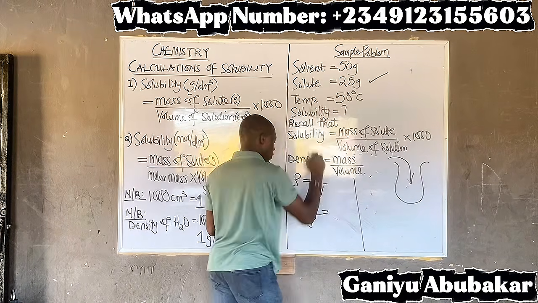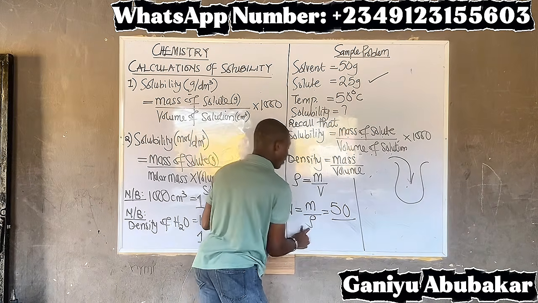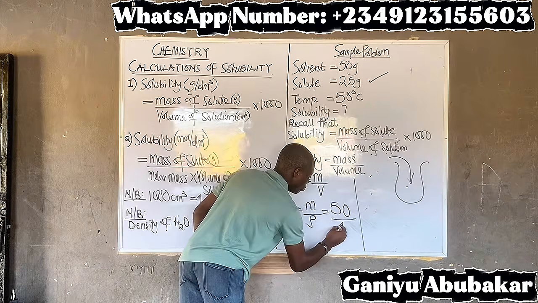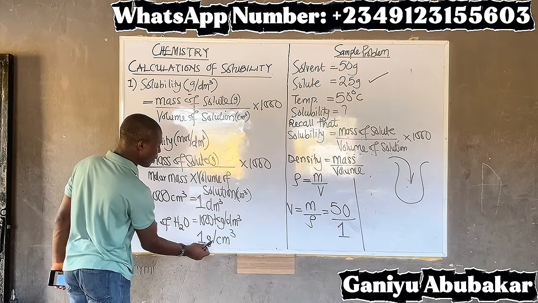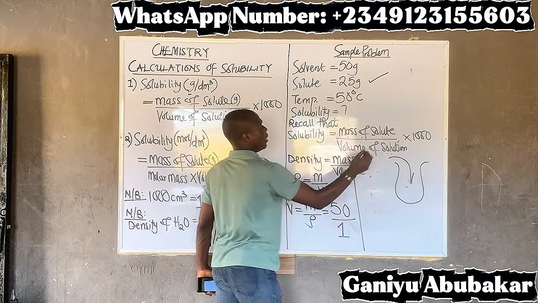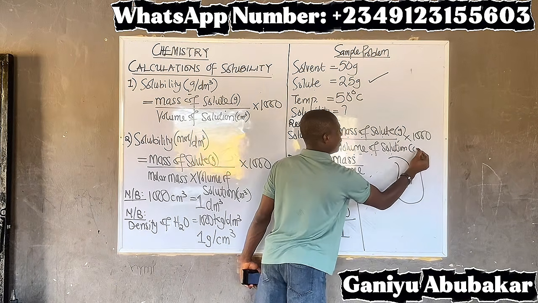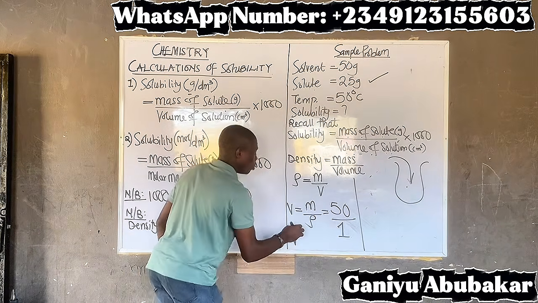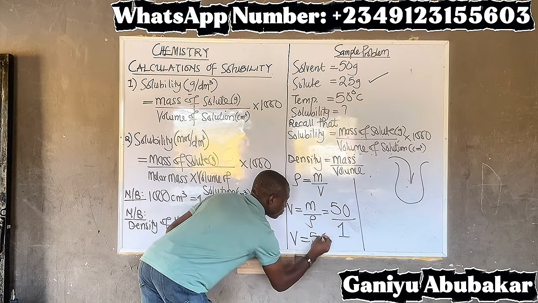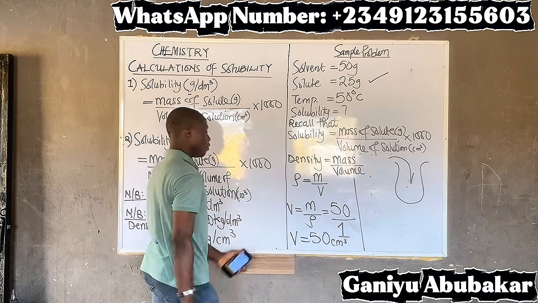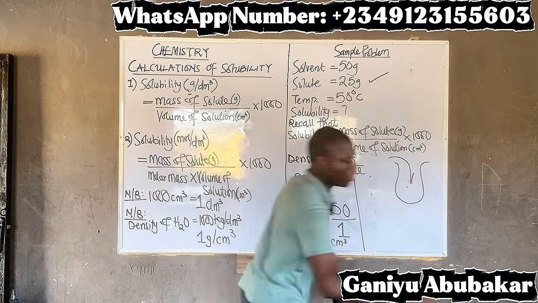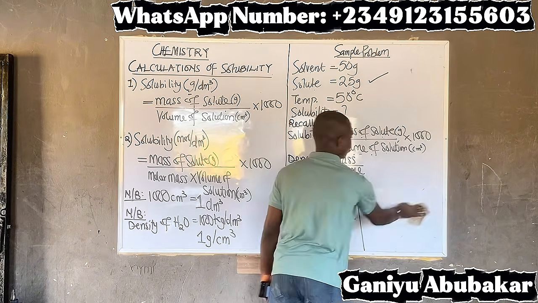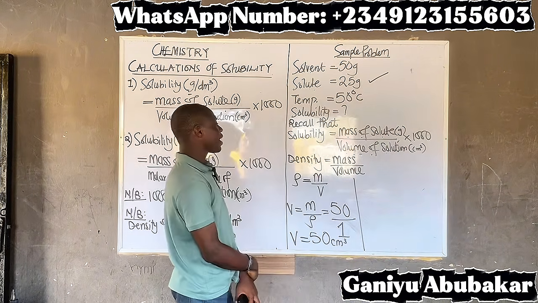So mass of solvent is 50 all over the density of water. What is the density of water there? 1. So we're using 1. Why are we using 1? Because 1 is gram per cm cube, and the formula I'm using here is in gram and cm cube, so they must correspond. So volume of solution is equal to 50 cm cube. That's the volume of solution. Gotten. No problem. Next, get the solubility.